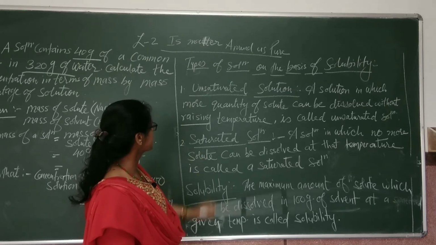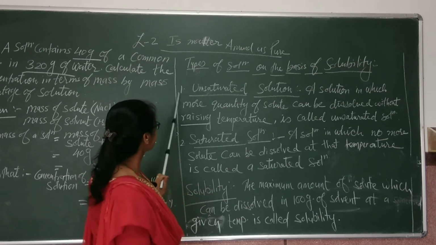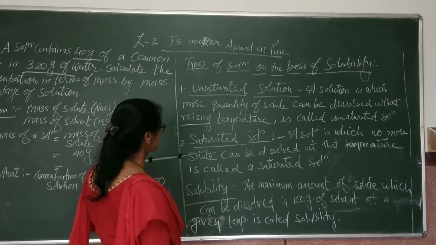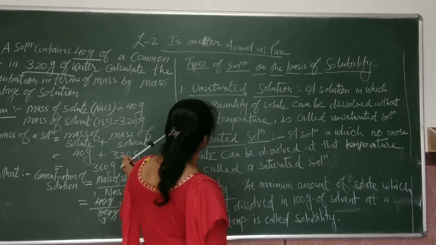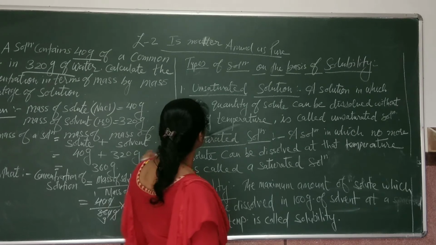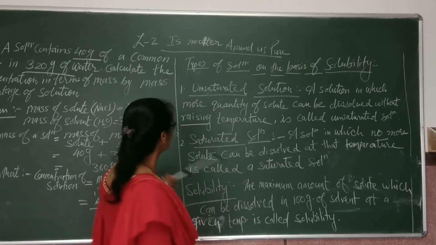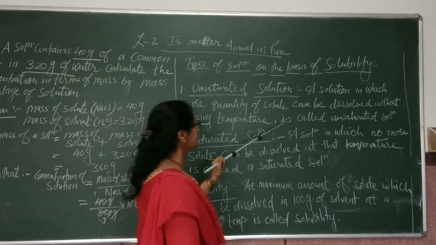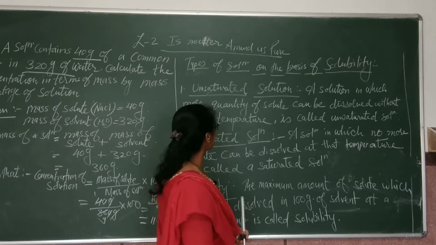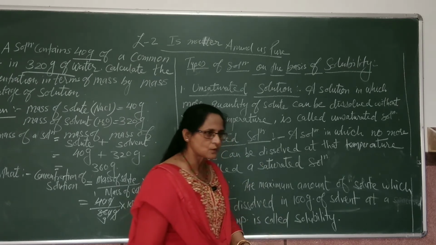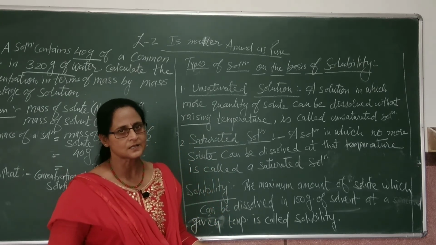Now on the basis of the solubility there are the following types of solution. Number 1, unsaturated solution. Number 2, saturated solution. Unsaturated solution: a solution in which more quantity of solute can be dissolved without raising, raising meaning increasing, without raising the temperature, is called an unsaturated solution. Means if in any solution more solute can be dissolved, then such a type of solution is known as the unsaturated solution.